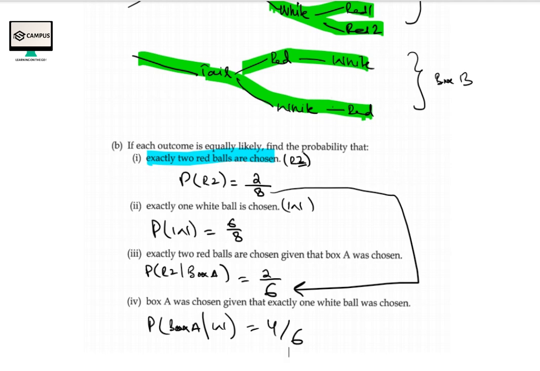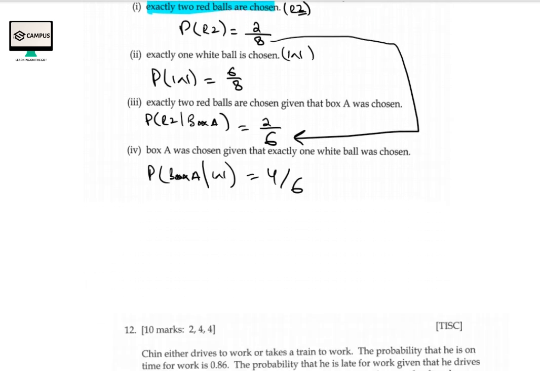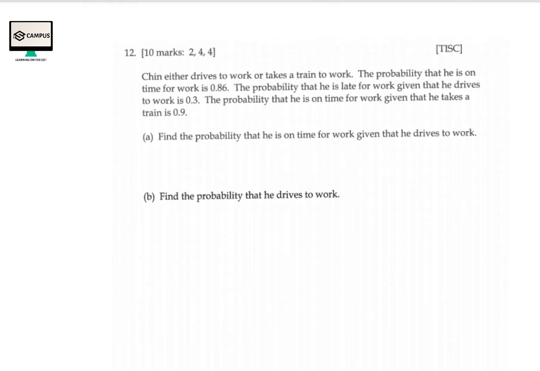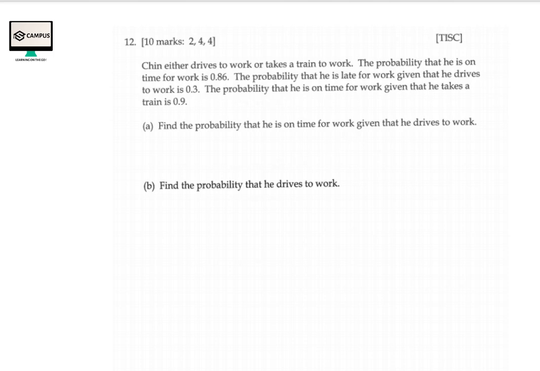So that was a good question. That was a good practice question. We delved quite deeper into the tree diagrams. All right, moving on to the one last question for this practice session.